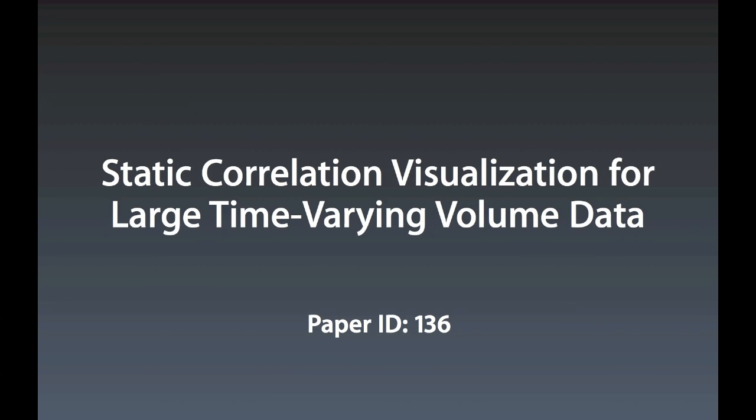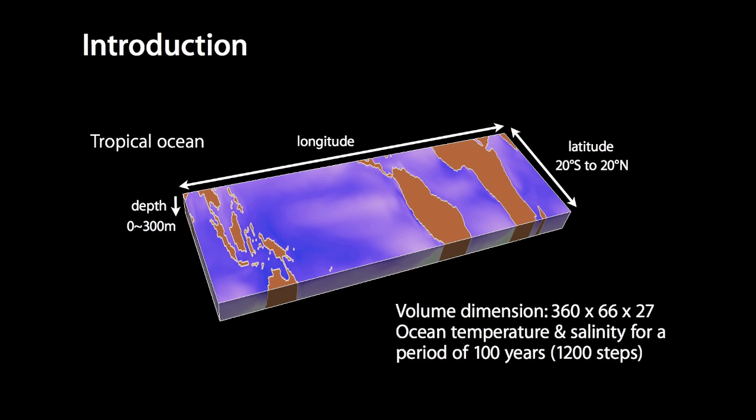We present a sampling-based approach to static correlation visualization for time-varying volume data. Shown here is a climate simulation dataset provided by the National Oceanic and Atmospheric Administration. Here we study two variables, temperature and salinity, and examine their correlation patterns.